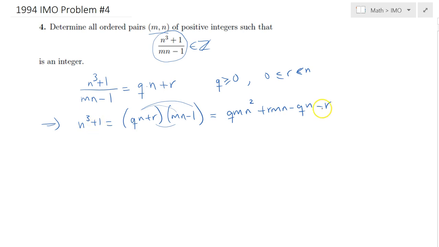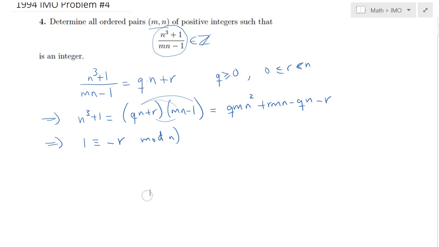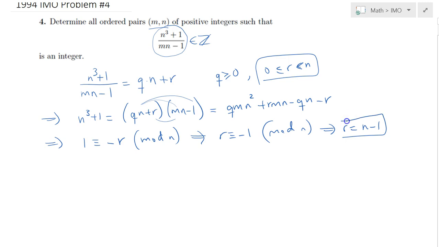Now I can take both sides in mod n. If I take it in mod n, I would get 1 is congruent to, so this n cubed would vanish, n squared vanishes, this is vanishing, so we have 1 is congruent to minus r in mod n, or simply this would imply that r is congruent to minus 1 in mod n. So as a result, knowing also the fact that r is between 0 and n, this would imply r is equal to exactly n minus 1.